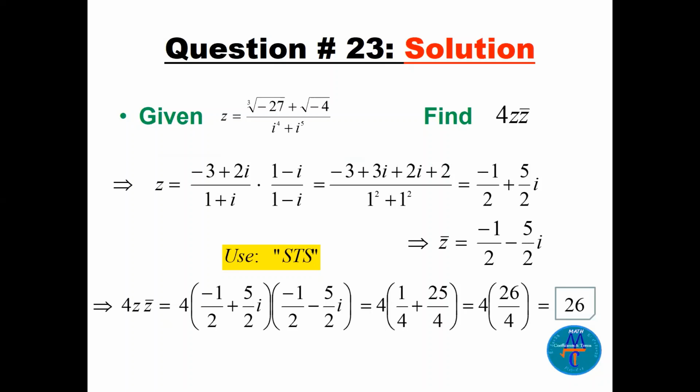Let's see. Cube root, look at the difference here. The cube root of minus 27 is a real number. There is absolutely no i there because the index is odd. The square root of minus 4 is 2i. i to the power 4 is 1. i to the power 5 is i. Now multiply by the conjugate directly here. And you know the story, a squared plus b squared. Then you multiply by the FOIL method. You will get minus 1/2 plus 5/2 i.